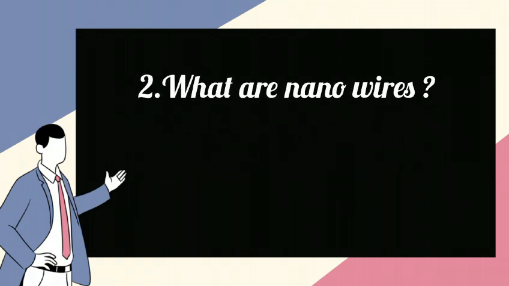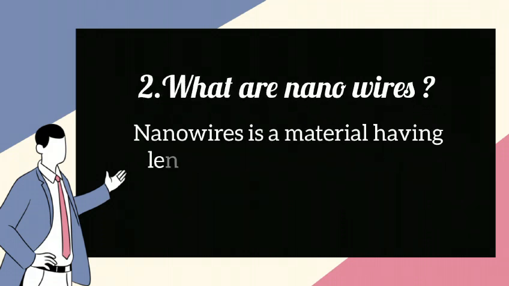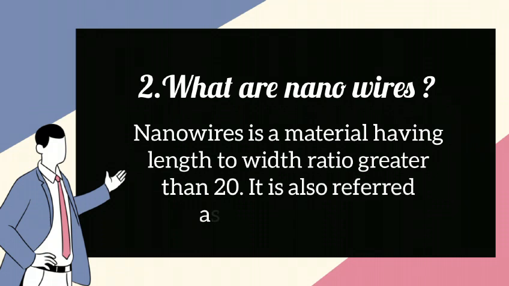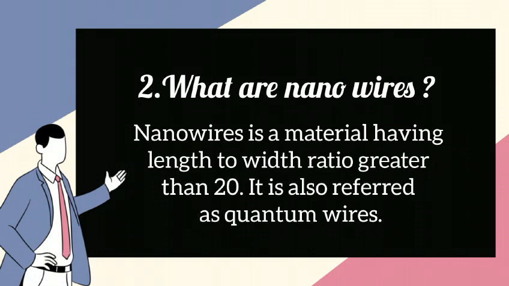What are nanowires? Nanowires are materials having a length to width ratio greater than 20. They are also referred to as quantum wires.